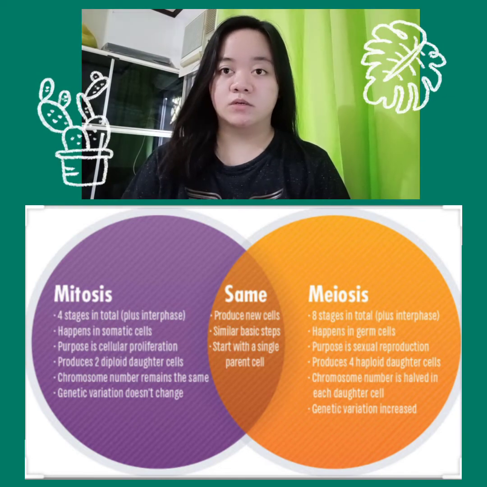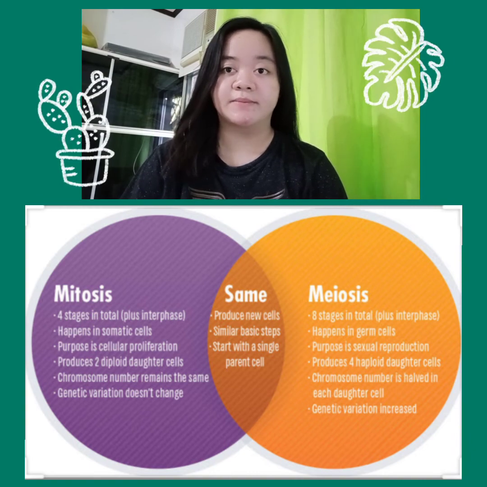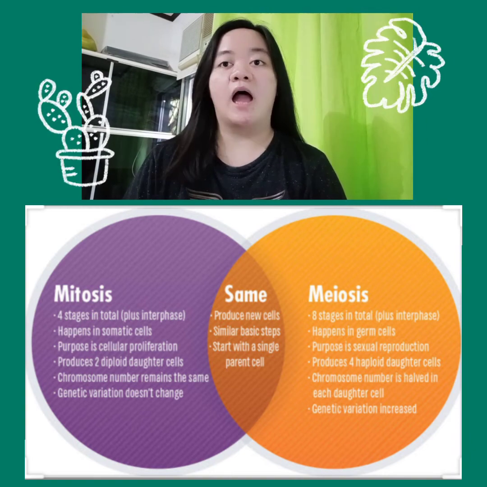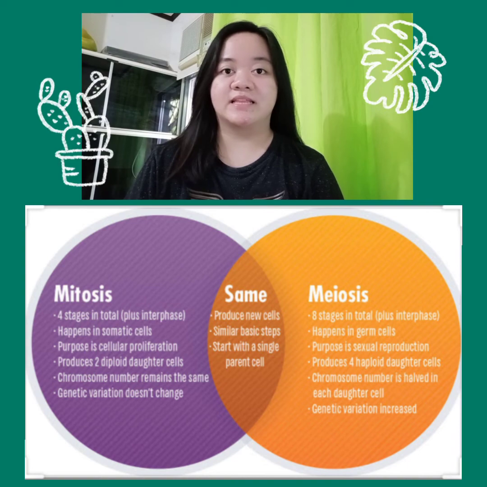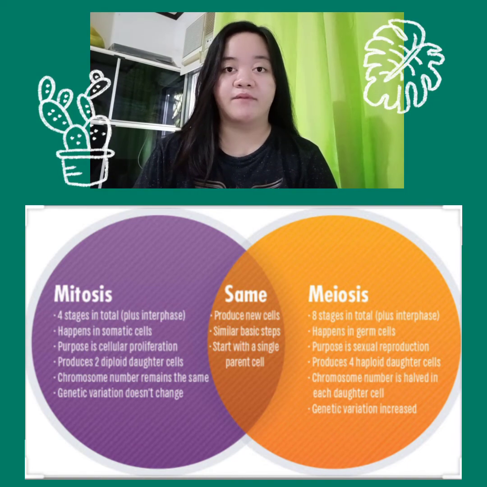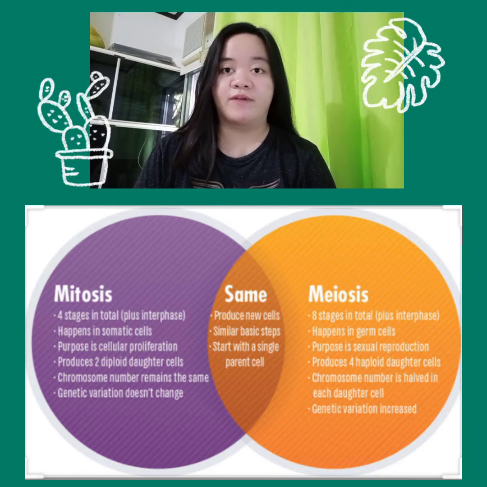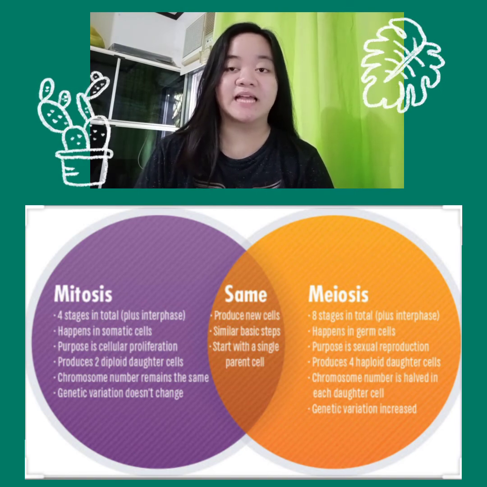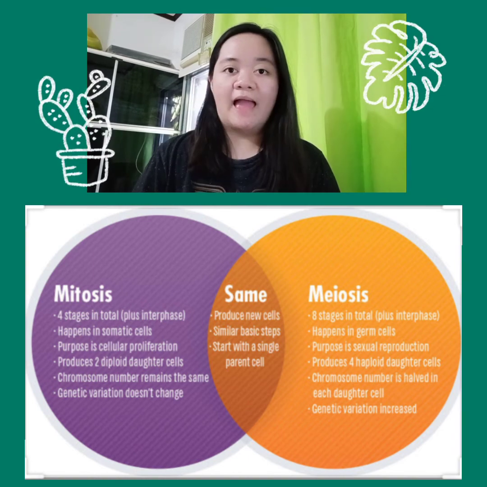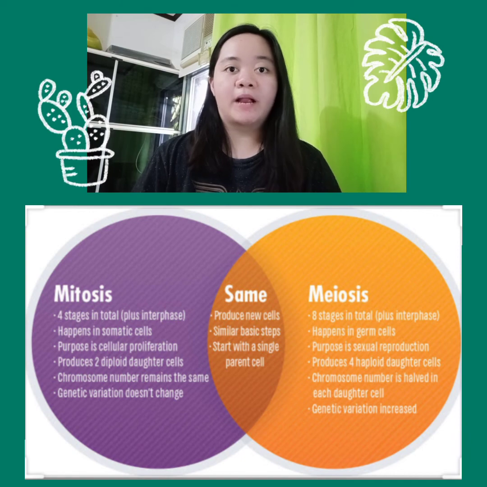Even if mitosis and meiosis have differences, they also share some similarities. And one of these similarities is that they still produce new cells. They also have very similar basic steps, like the interphase, prophase, metaphase, anaphase, and telophase. And lastly, mitosis and meiosis start with a single parent diploid cell.